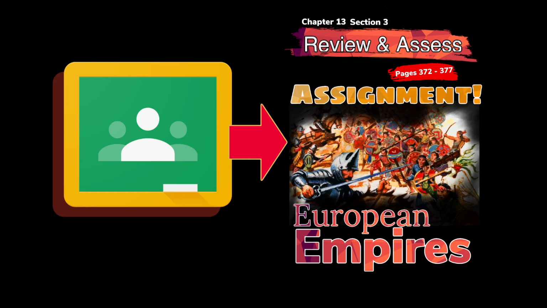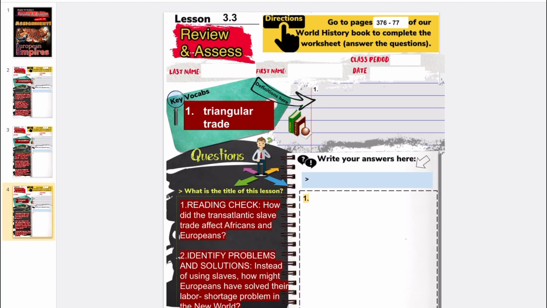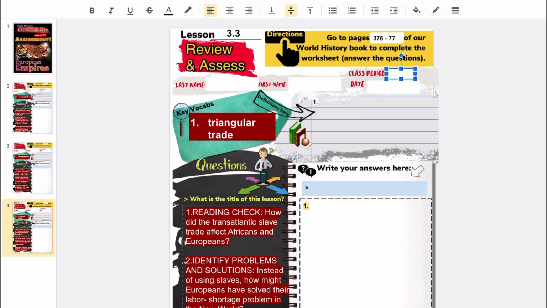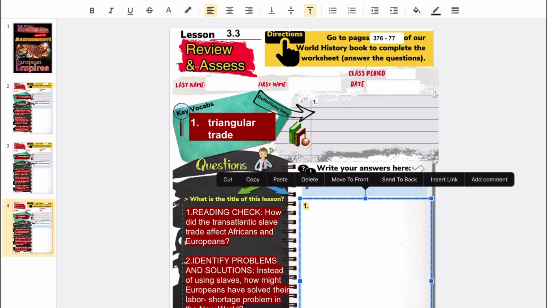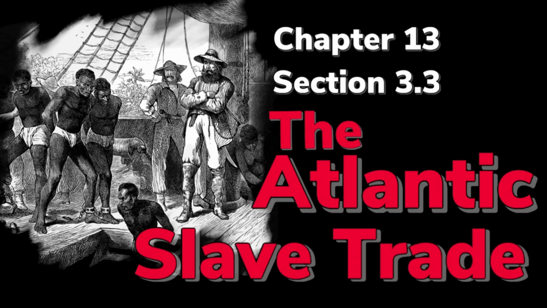Now go back to the Google Classroom and find the review and assess assignment for section 3 and answer the questions that I just read. Obviously, to get full credit, you have to fill in all the important information here and answer the questions correctly using your own words in complete sentences. Since this is the last slide, the last lesson in this assignment, don't forget to turn it in once you have completed it. So this is section 3.3 of chapter 13, the Atlantic slave trade.